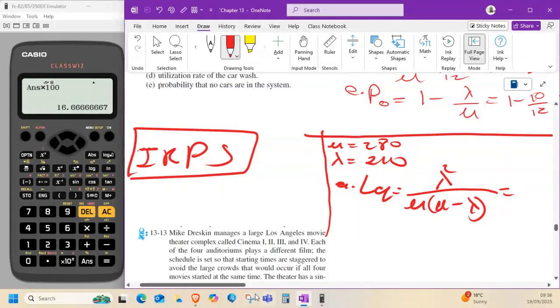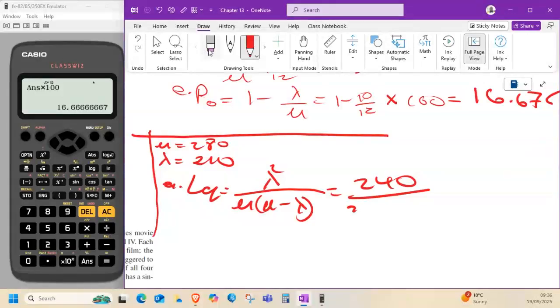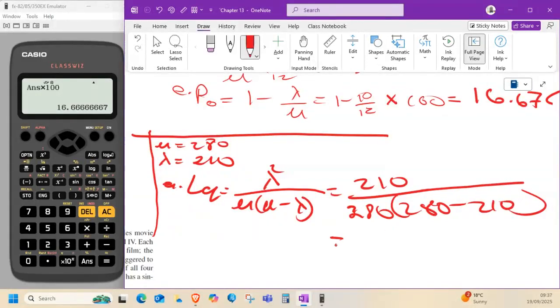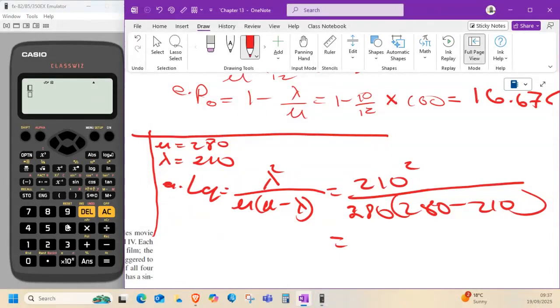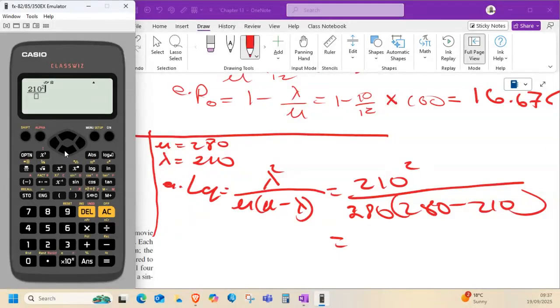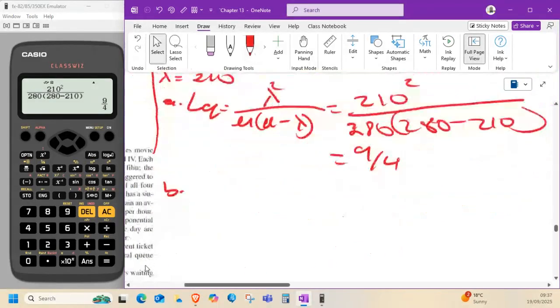Okay, 210 over 280 minus 210, and it's squared here: 210 squared over 280 times bracket 280 minus 210 close bracket, which is 9 over 4.